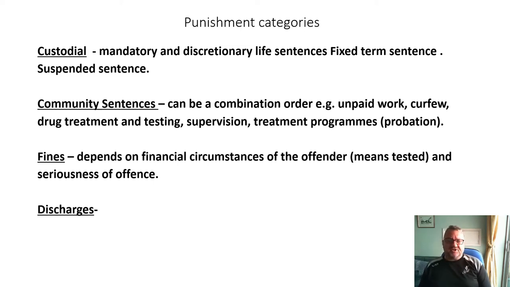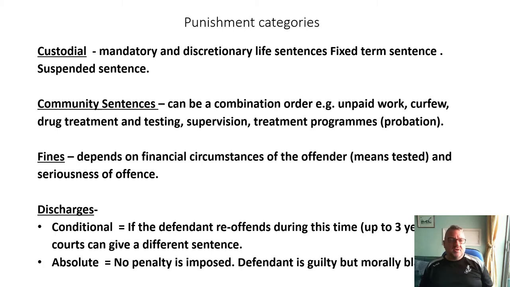And the final category of punishment that are meted out by courts in today's society are discharges. And these could be either conditional or absolute. A conditional discharge means the person doesn't actually get any punishment. They just get the concept that if they reoffend, usually a timescale will be put on that, up to 3 years maximum, the courts may revisit the case and impose a different sentence. If you have an absolute discharge, no penalty is imposed whatsoever. Although the defendant is guilty, they're considered to be morally blameless. And this is the idea that the trauma of the court case itself is punishment enough for the defendant.